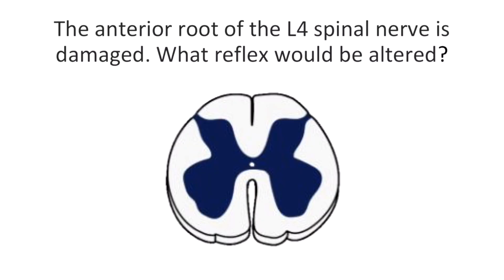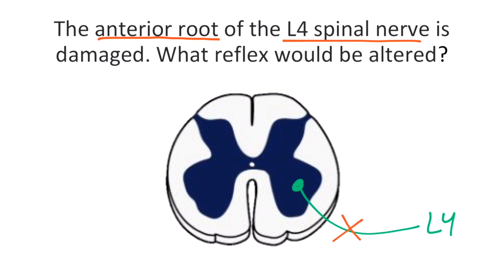Let's say the anterior root of the L4 spinal nerve is damaged. What reflex would be altered? So let's draw the anterior root. This is the L4 spinal nerve. And if this anterior root was damaged, we would expect an alteration in the patellar reflex, because the patellar reflex requires the L4 spinal nerve to be intact.